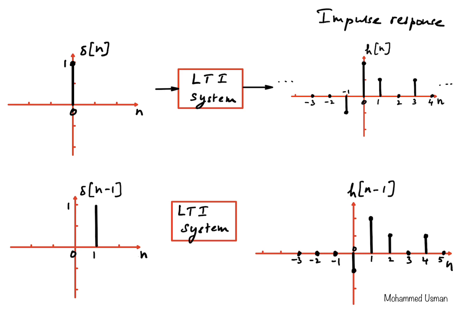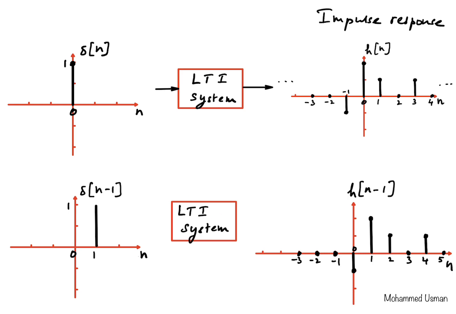Similarly, we can get the output of the shifted impulse once we know the impulse response of the system. Whatever is the shift in this impulse, the corresponding shift will be seen in the impulse response as well. The output will also be shifted by the same amount and in the same direction. If this is shifted to the right by 5, then this also will be shifted to the right by 5 samples. And if this is shifted to the left by, for example, 3, then h of n will also be shifted to the left by 3. Basically that arises from the property of time invariance. That is what we mean by time invariance.